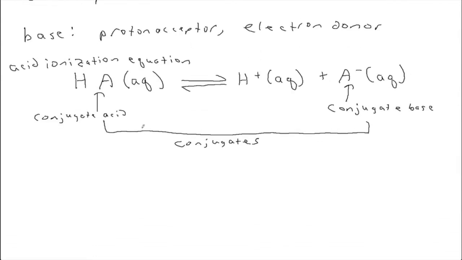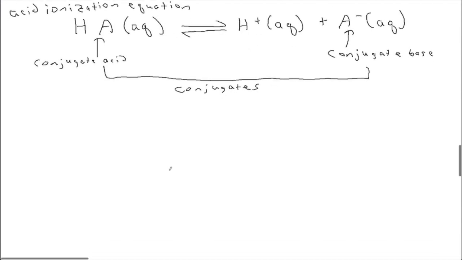So first of all, remind me again, what's the definition of an acid? An acid is a proton donor. But not all acids will donate all of their protons. Some acids are more eager to donate protons than others. So what I was going for is a strong acid is more eager to donate protons, and a weak acid is less eager to donate protons.